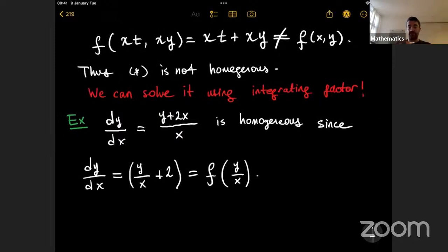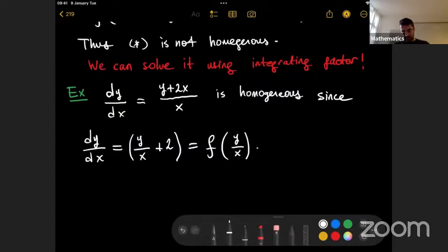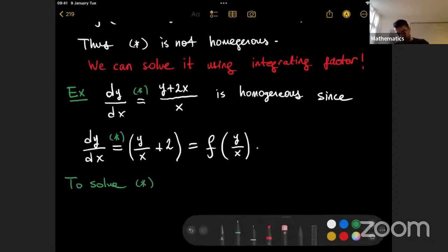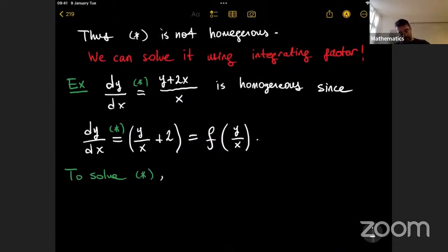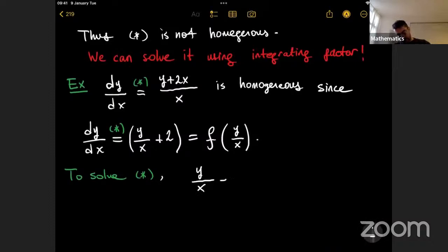Here f is like x plus 2, or u plus 2, or v plus 2, whatever. Well, how do you solve the equation in this case? To solve the equation, let's put here star, same here, star. What we do is basically we change a variable y over x with, let's call it v. Now you write everything in v instead of y. So we will get rid of y and write everything in terms of v.